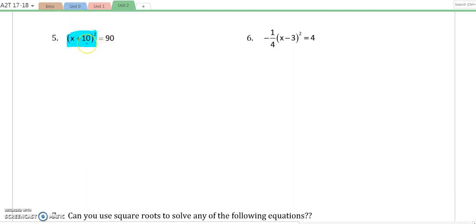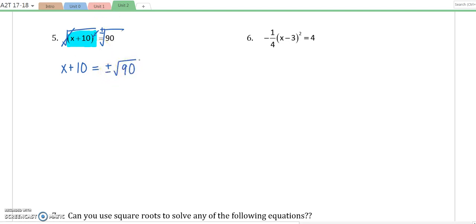Now here, it's already alone, so I can go straight to my square root. So I'm going to square root both sides. Remember, square root and a square cancel out, and I have to remember my plus or minus. So the only difference here is now it's x plus 10 that's coming down instead of just x. And then plus or minus, the square root of 90.